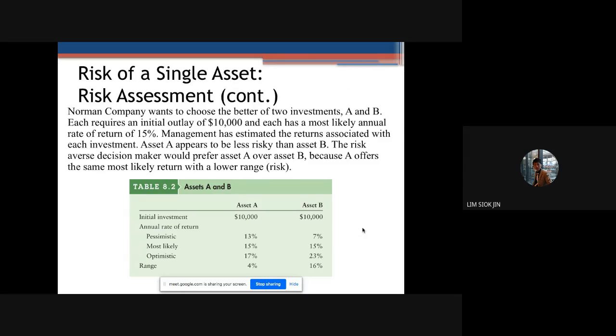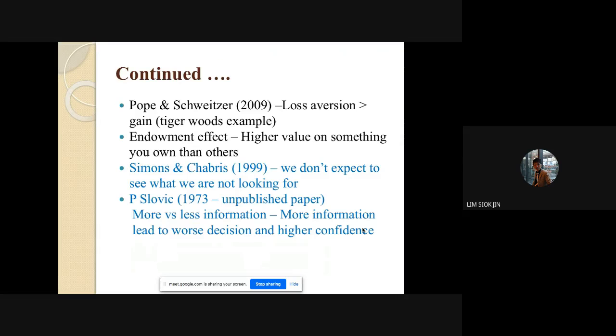Okay, so we want to look at the risk of a single asset. Now we look at single risk first. Later on, we will look at double asset, two assets. When we want to invest in something, maybe we don't just consider investing in one business. We invest in a few. And you will see that investing in a few businesses will reduce your risk. All right, later we will see how.